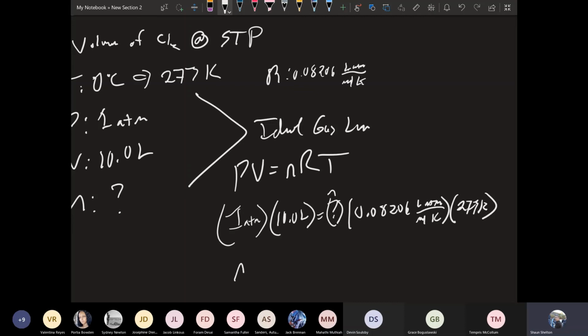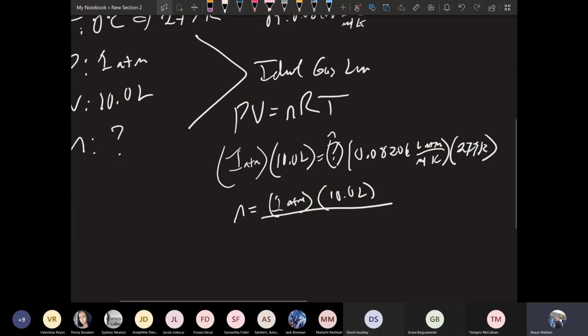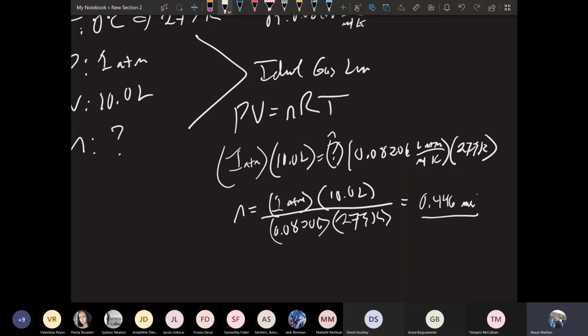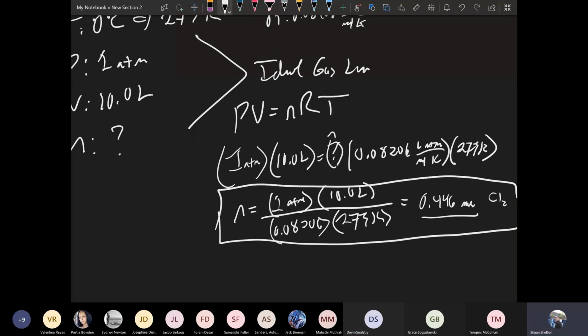So n is equal to 1 atmosphere times 10 liters divided by 0.08206 times 273 Kelvin. All right, so plug this in real fast. I got 1 times 10 divided by 0.08206 times 273. What I get is 0.446 moles. I'm just keeping this 3 sig figs here. So that's our moles of chlorine gas. All right, perfect. So this is how we utilize the STP. Okay, so this is what we end up with.